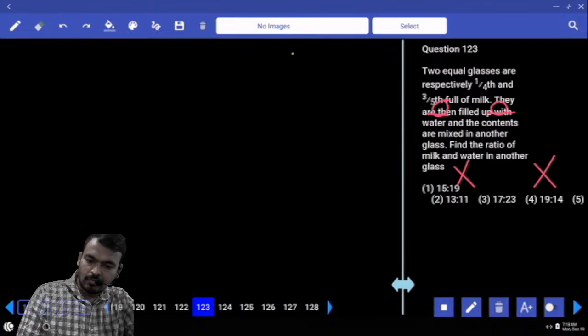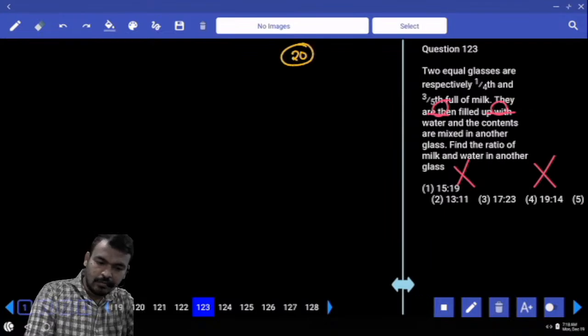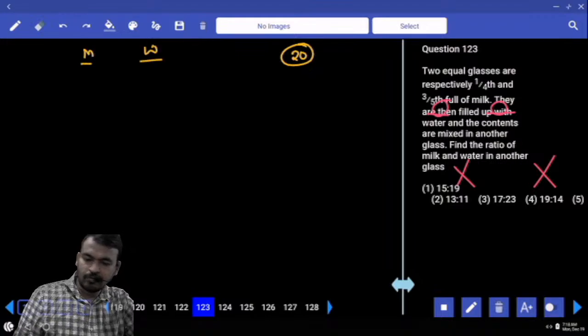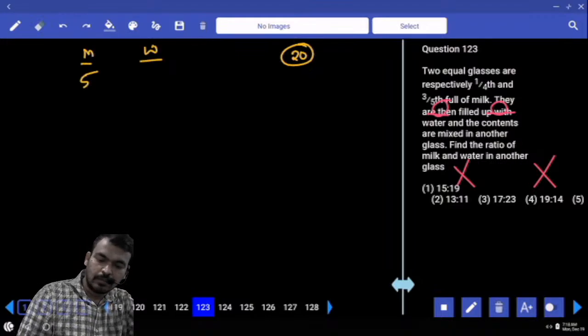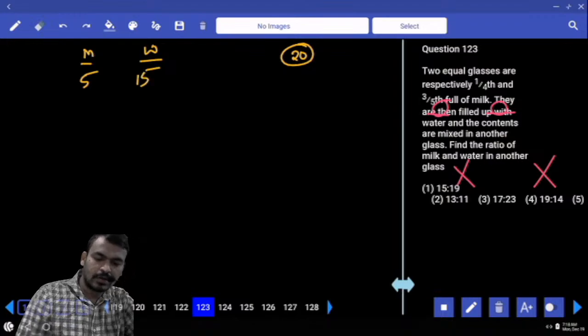Out of 20, first one, how much is milk? 1 by 4, or not? What is the 1/4 value? 5. The remaining 15 are water, or not?